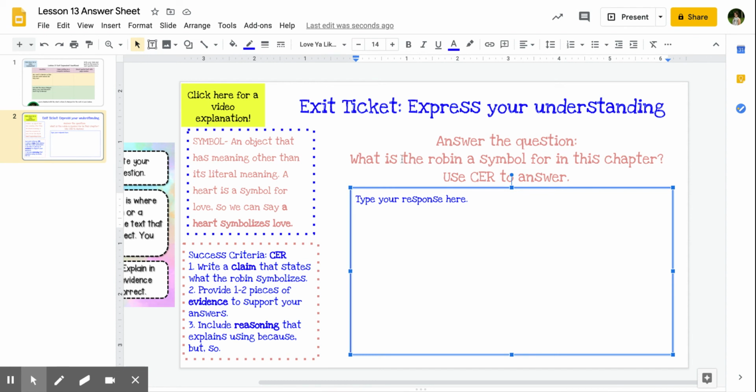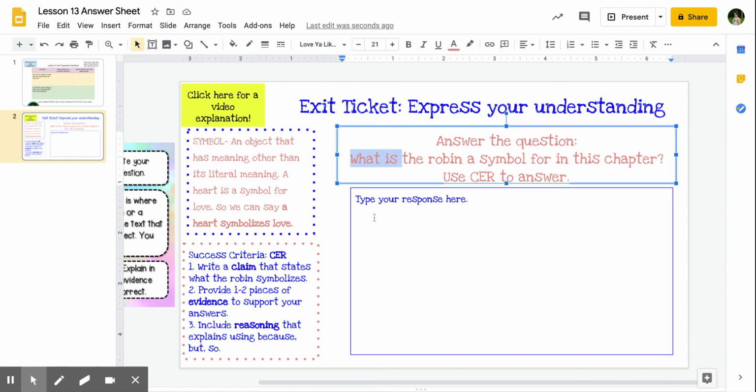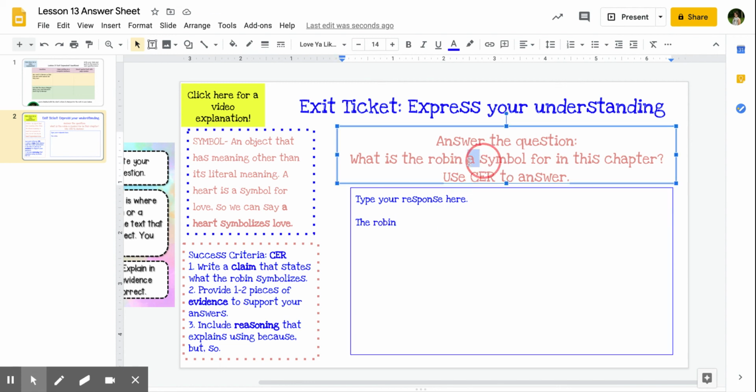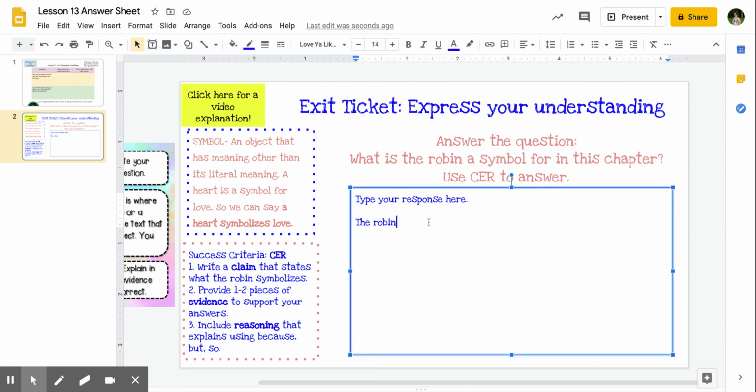Would I use the words "what is" whenever I'm trying to restate? Could I start with the robin? Yeah, if I were restating this, I would start off with the robin. Okay, now let's look at the rest of it. A symbol for in this chapter. I need to add the verb is. So you could start like this: The robin is a symbol for, this is where your answer would go, blank, in this chapter. This is where you're going to tell me, what do you think the robin represents?